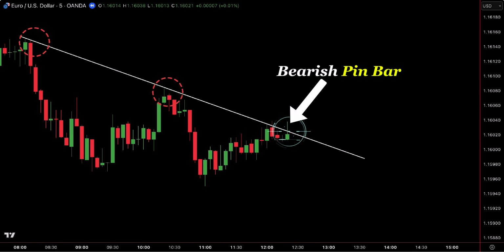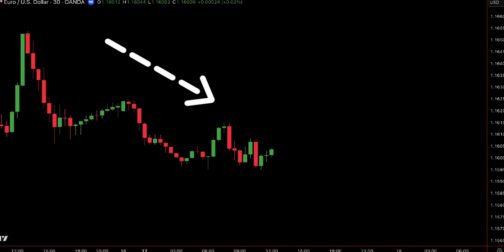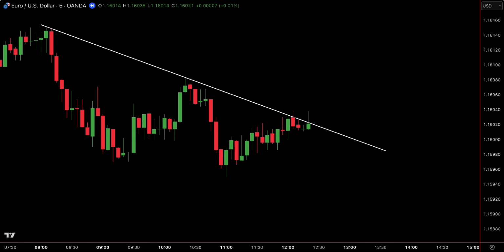Before considering any entry, it's important to check the higher time frame to see whether it supports the idea. On the 30-minute chart, we can clearly see that the broader market structure is still bearish, which aligns with the pullback setup we saw on the 5-minute chart. With both timeframes pointing in the same direction, the setup becomes more structured. Now let's return to the 5-minute timeframe.